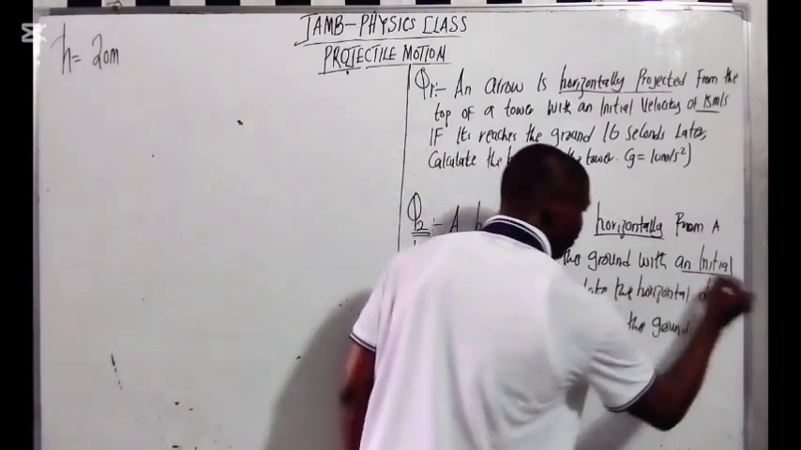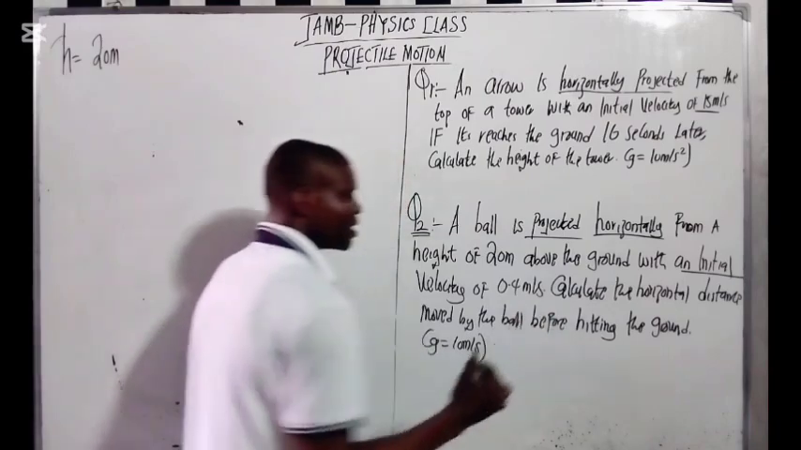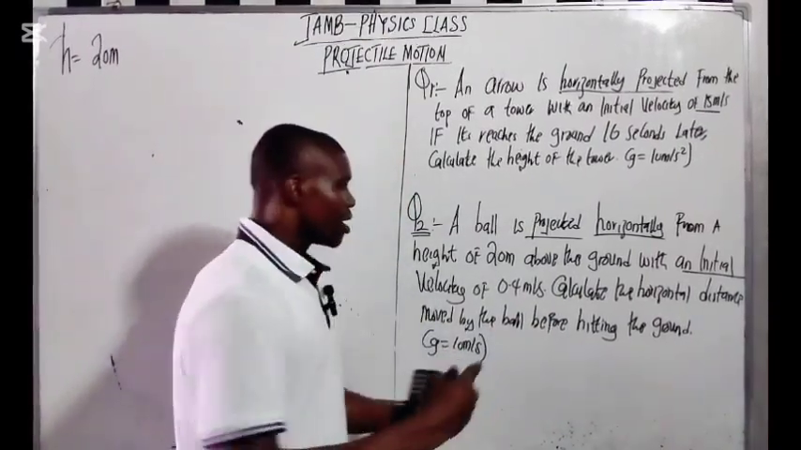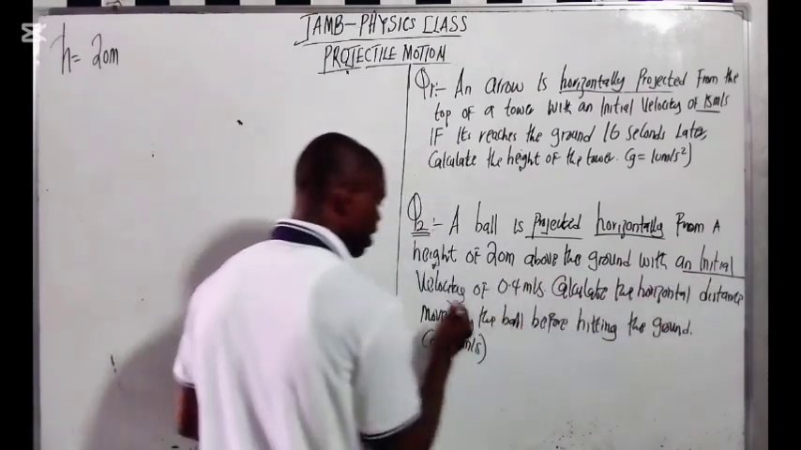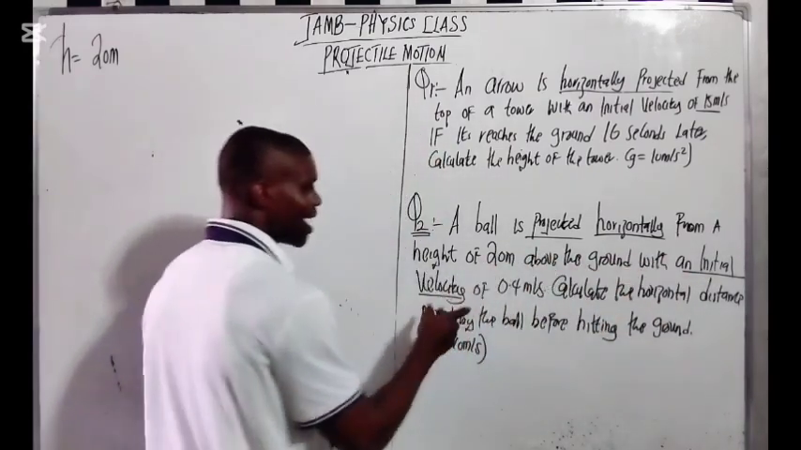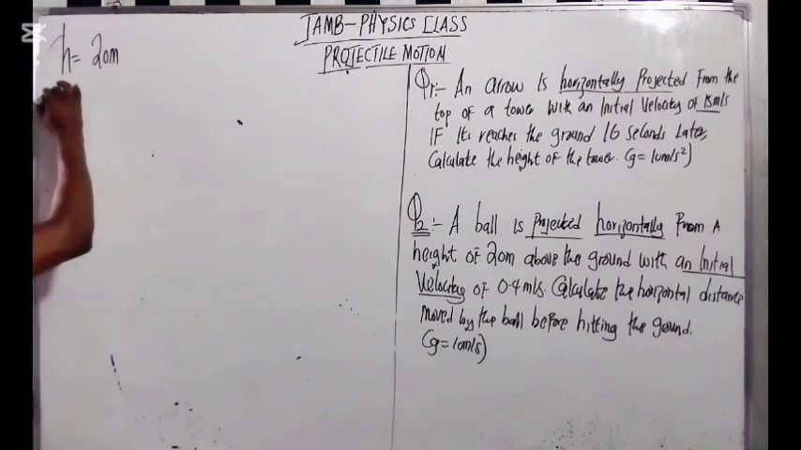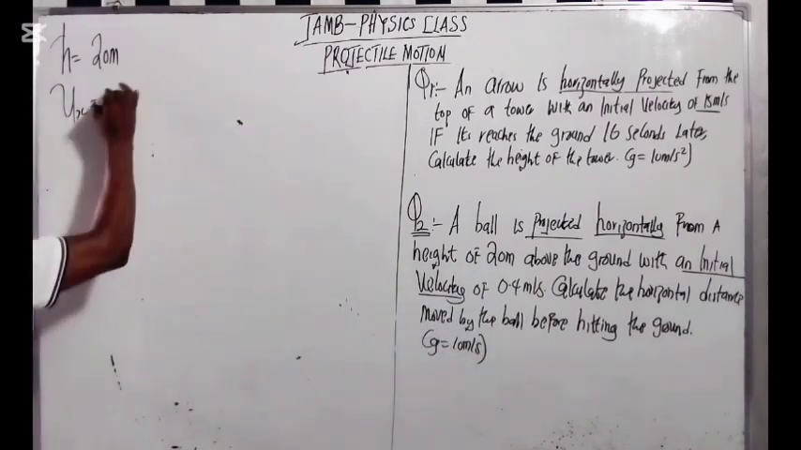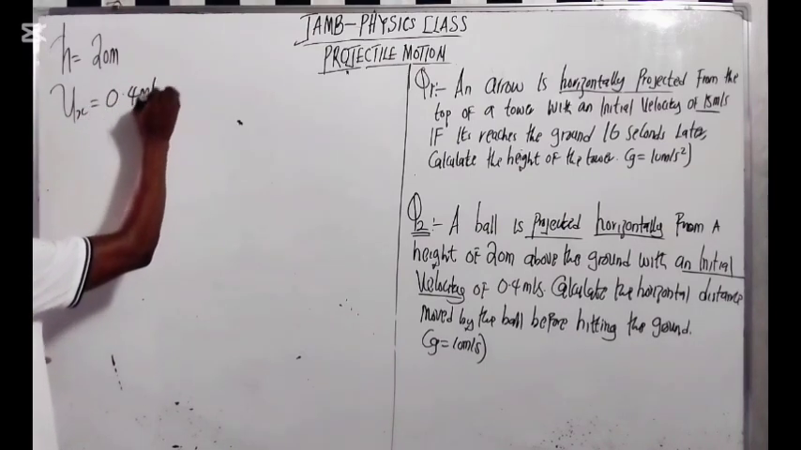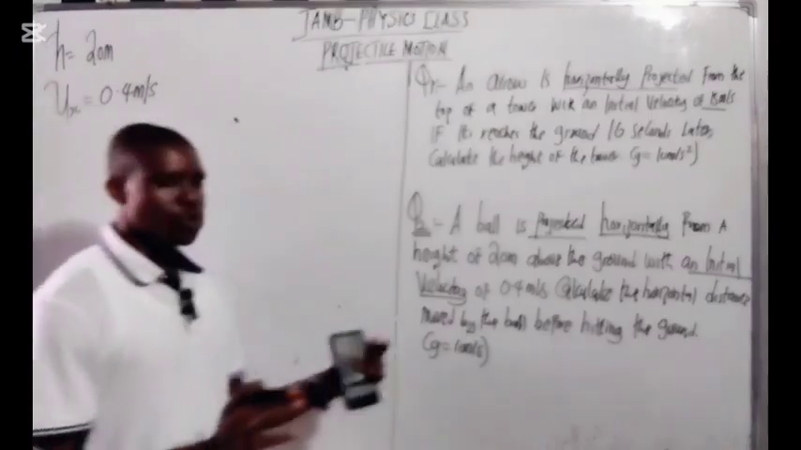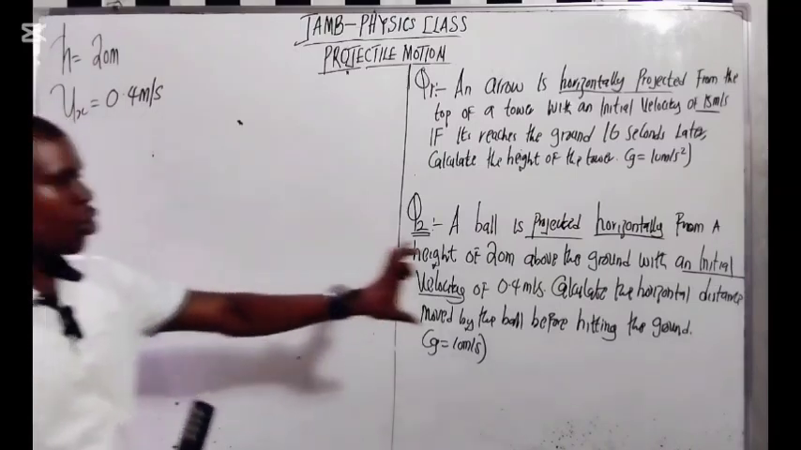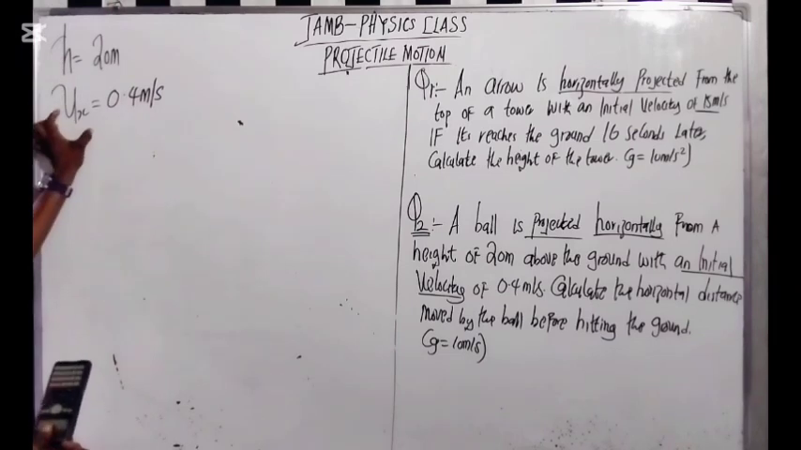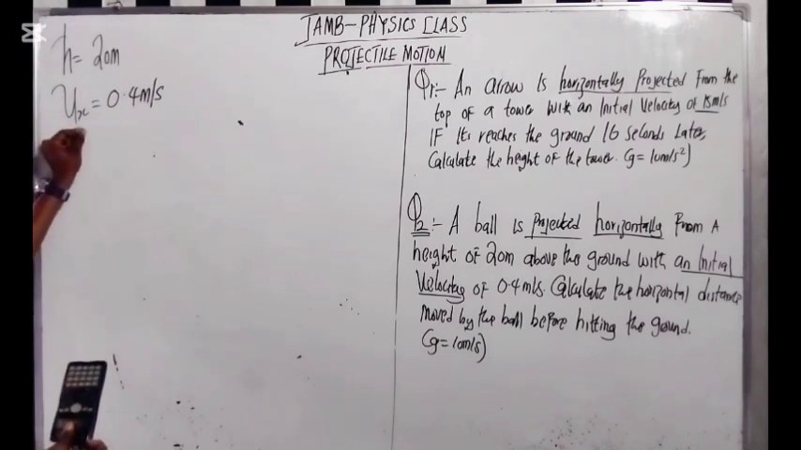Now this initial velocity, once it gets projected, can either be vertical initial velocity or horizontal initial velocity, right? This initial velocity is called horizontal initial velocity, which is going to be ux, right? My ux is 0.4 meters per second. Can you see that? So I hope you understand these two statements. From this sentence, we have derived this height and the initial horizontal velocity, right?